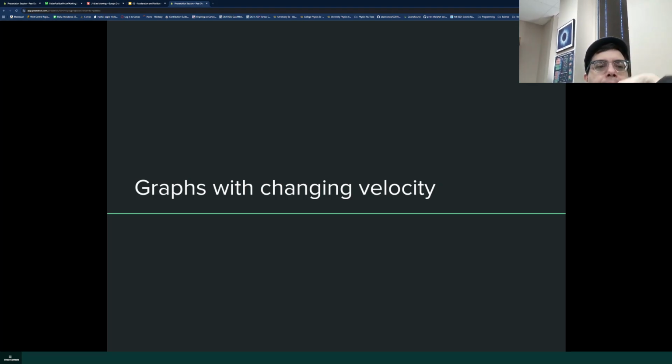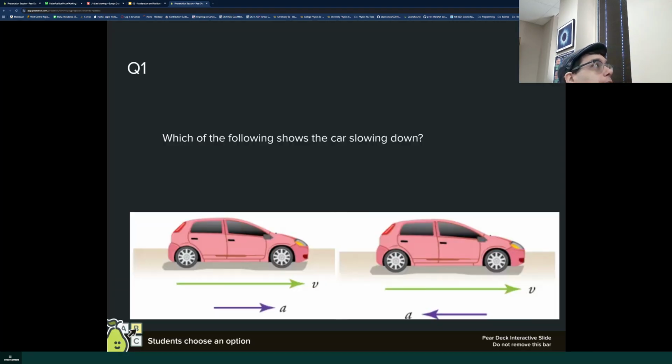All right. So, this is going to be continuing the idea of looking at position graphs when velocity is changing. But before we go there, just as a reminder, we kind of already did this reminder, but here it is in Pear Deck form. We've got two cars. Which of the two shows slowing down? I didn't get the letter changed, but the one on the left is A.